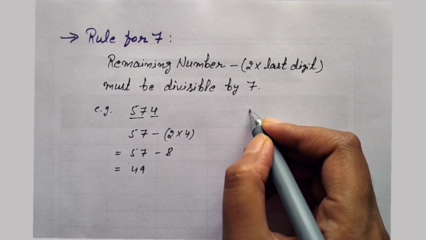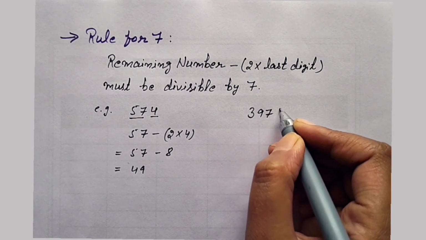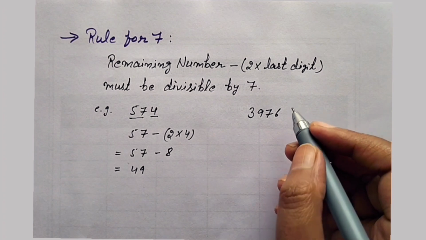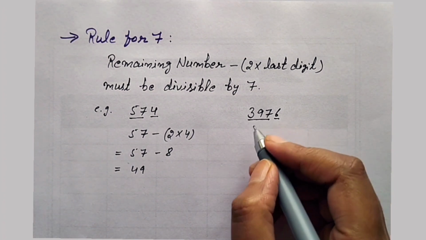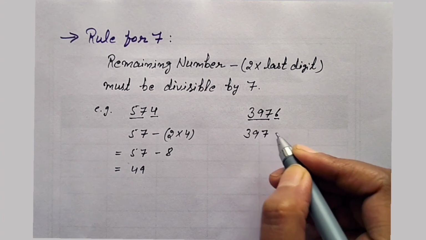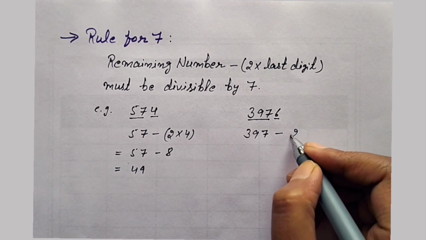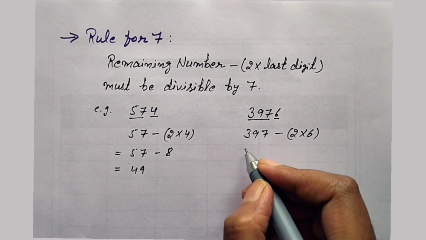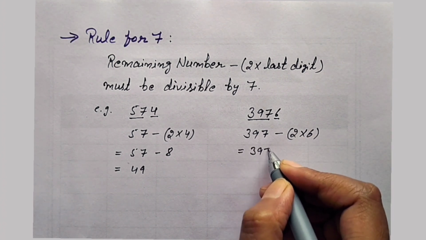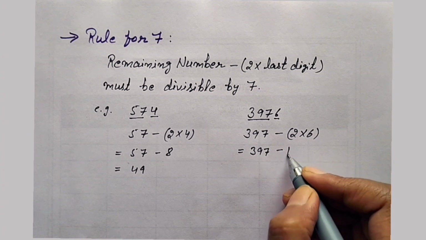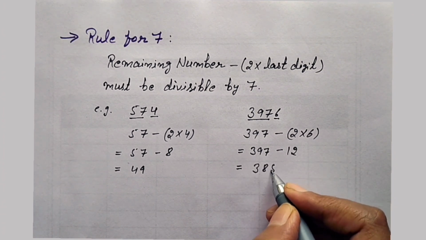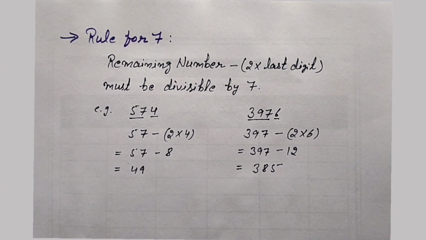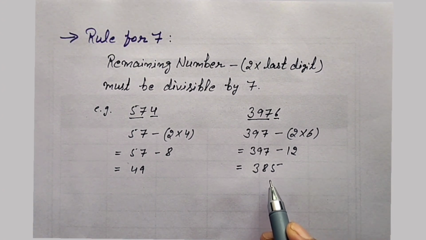So therefore, this number will also be divisible by 7. Let's take another example. 3976, right? So 6 is the last digit and 397 is the remaining number. So remaining number minus 2 times last digit is equal to 397 minus 12, and that gives us 385.